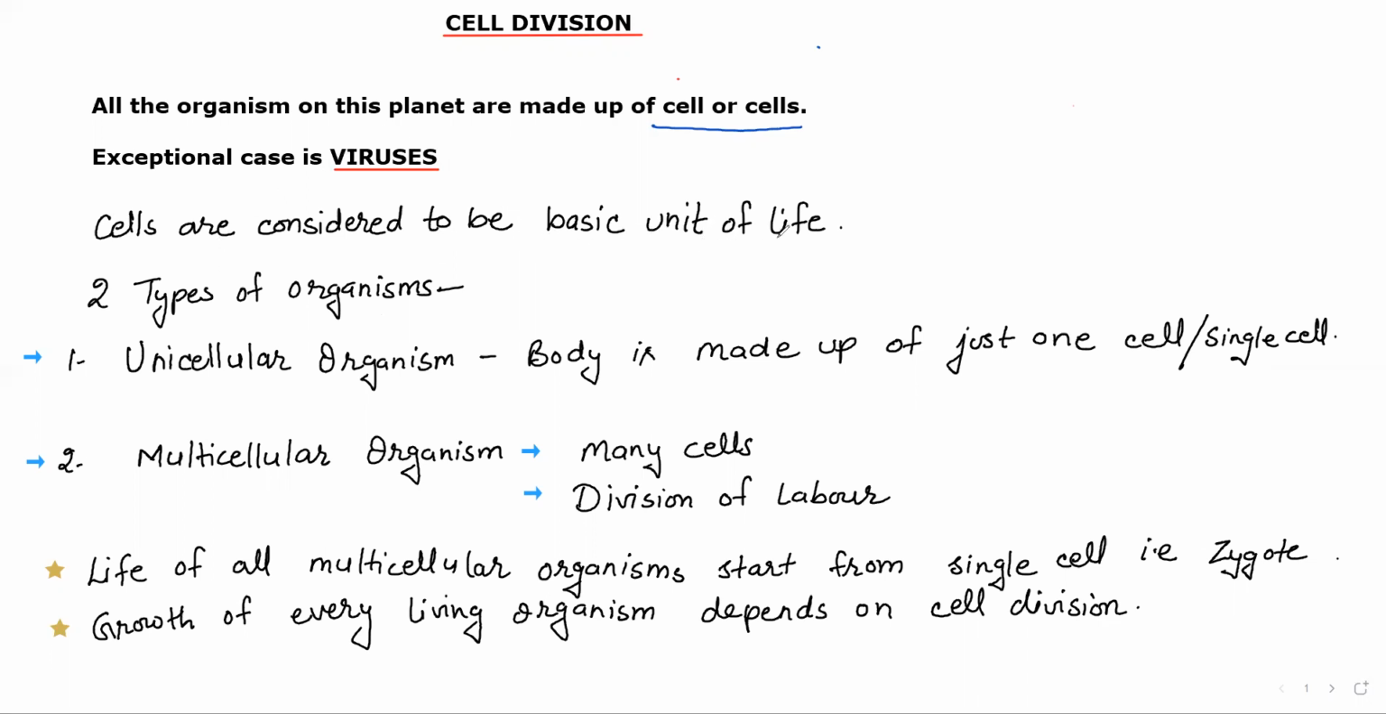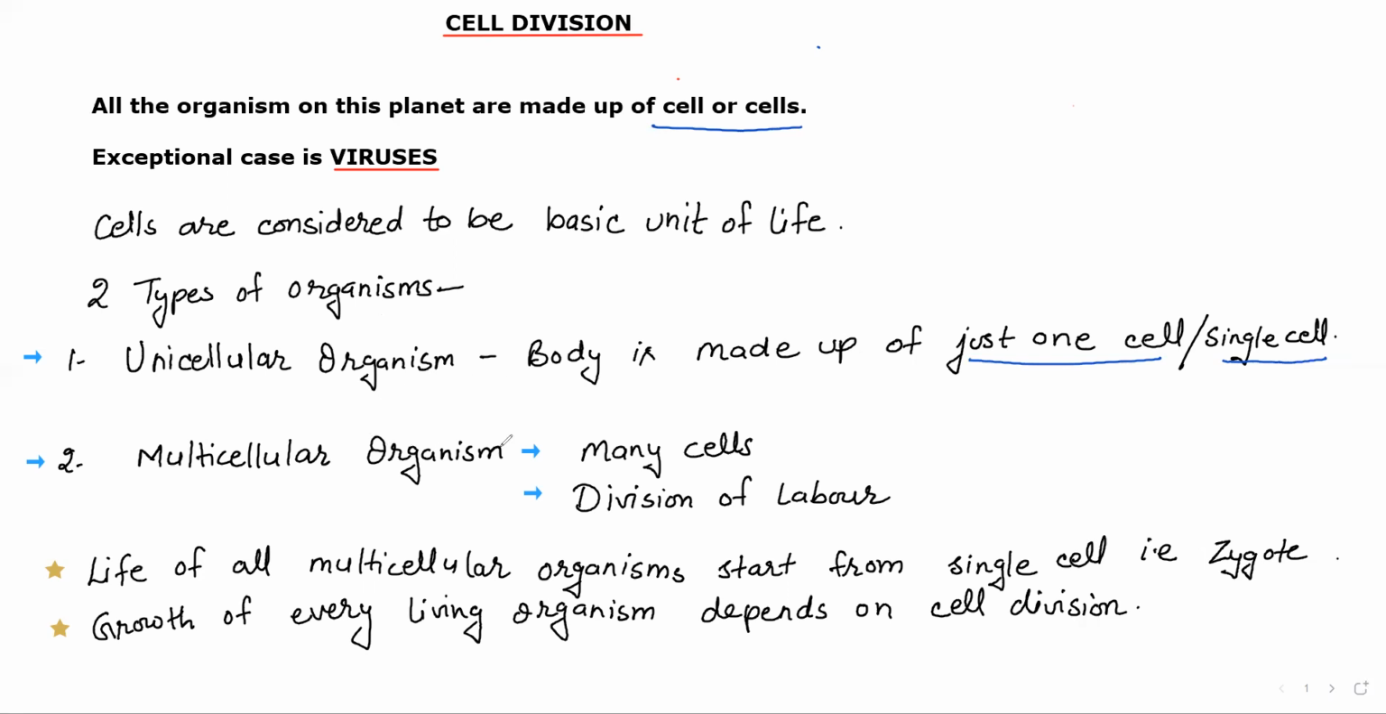So cells are the basic unit of our life. All other organisms are either made up of a single cell or many cells. So here there are two types of organisms: first is unicellular and the other one is multicellular. In a unicellular organism, since the body is made up of just one cell, every process is going to occur in that particular cell itself.